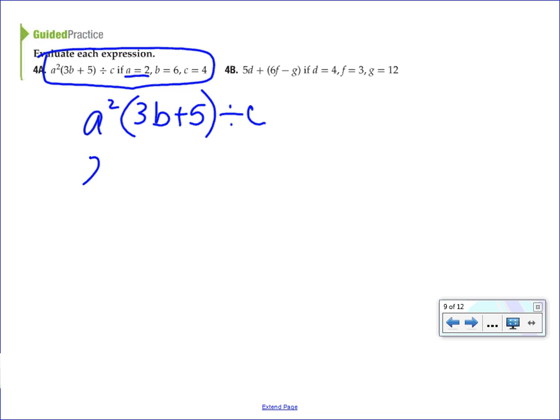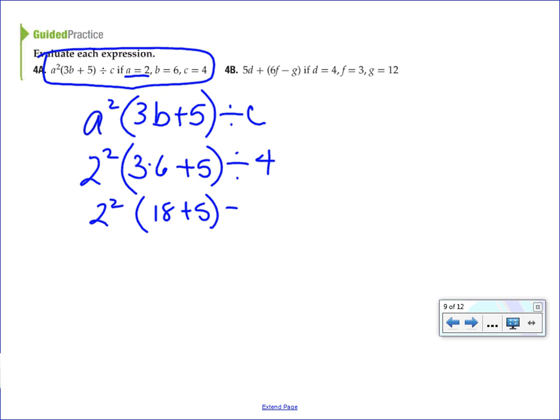So a squared would be 2 squared, parentheses, 3 times b, which is 6, plus 5, divided by c, which is 4. Now we're ready to start evaluating. We're going to work inside the parentheses first. I'm just going to bring the 2 squared straight down. 3 times 6 is 18 plus 5 divided by 4. Squared, we can go ahead and do that. That's 4. 18 plus 5 is 23 divided by 4.